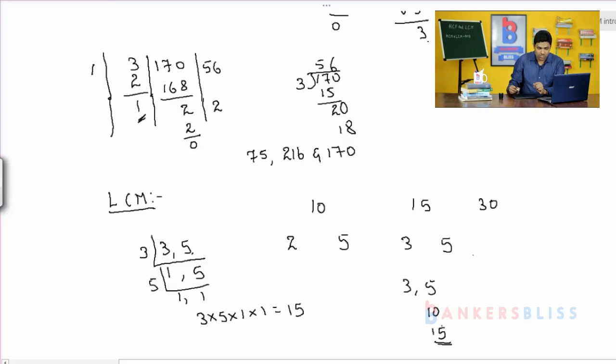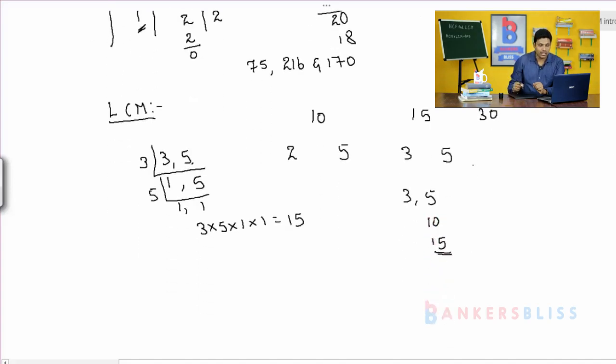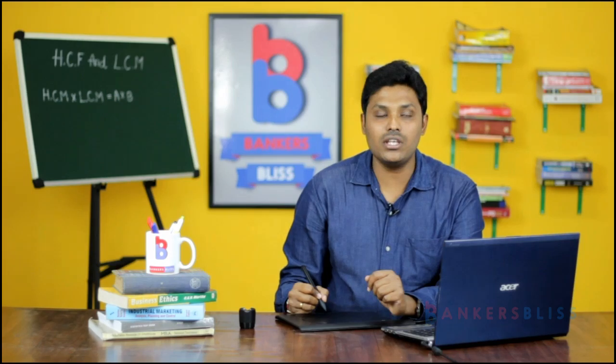There is a relationship between HCF and LCM. The relationship is that the product of the two numbers A and B will be equal to the product of their HCF and LCM. So the product of the two numbers, A into B, is equal to the product of HCF and LCM. Very important relationship.